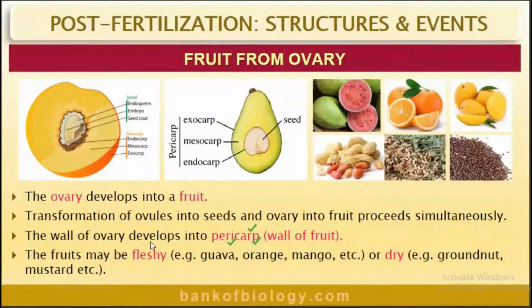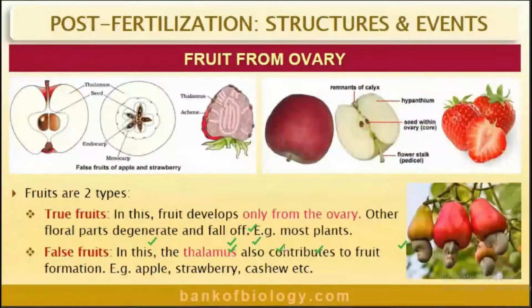The fruits may be fleshy or dry. Dry fruit example, groundnut, mustard. Fleshy fruit example, guava, orange, mango, etc. Then, fruits are of two types, true fruits and false fruits.